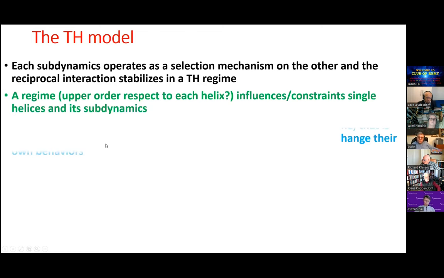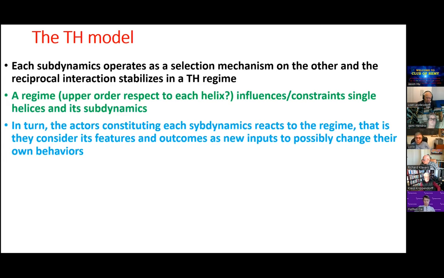And in turn, the actors constituting each subdynamics react to the regime, and they consider its features and outcomes as new inputs to possibly change their own behaviors. That is, once a regime has been established, it plays the role of reverse causality. That is, it is produced by the helices, but then it influences the dynamics of the helices.